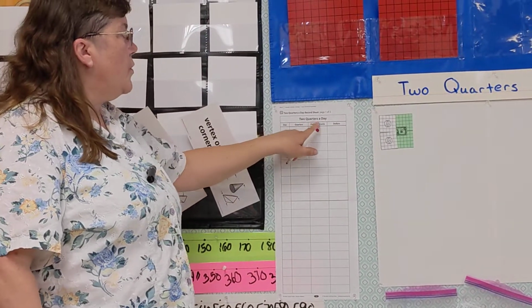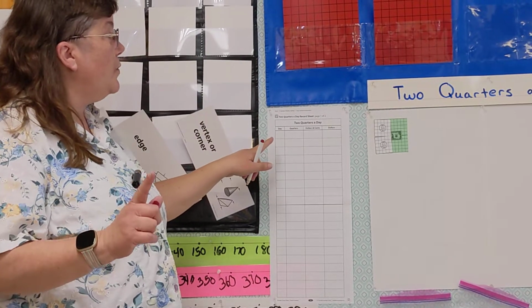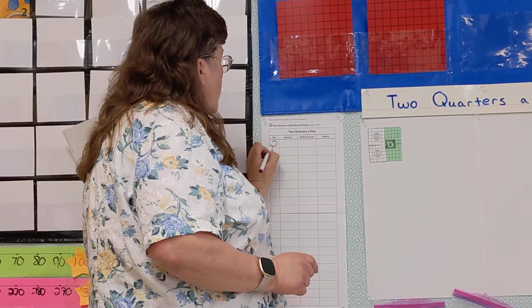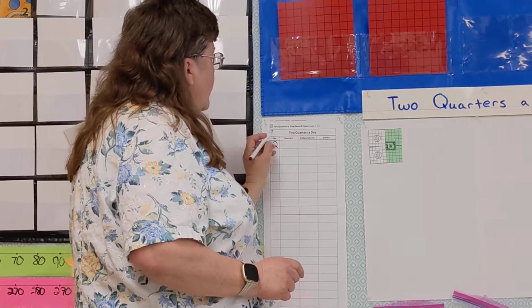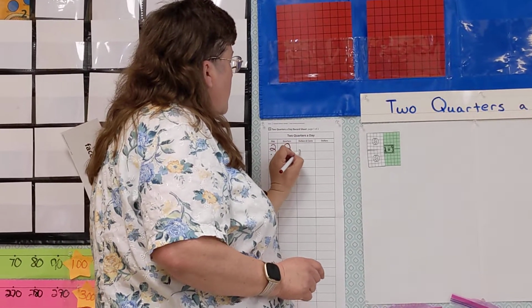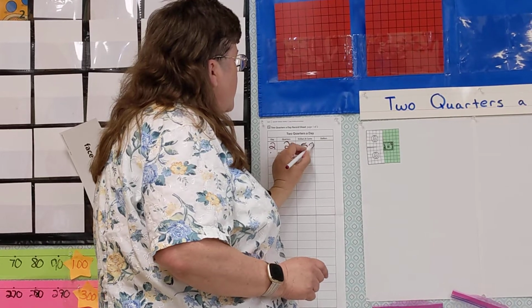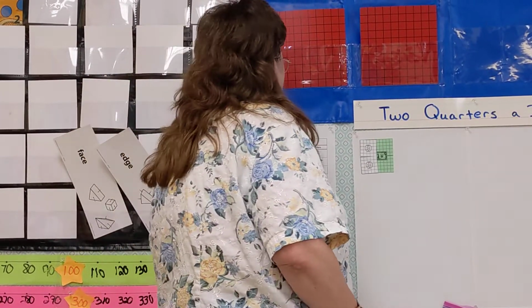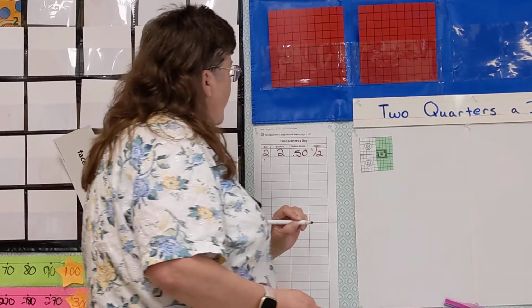Our chart says 2 quarters a day. So on day 2, we collected 2 quarters. Day 2, 2 quarters equals 50 cents. And how much of a dollar? Half a dollar. Good job, you guys. Half of a dollar.